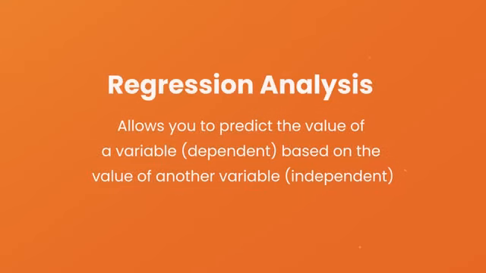All right, last but not least, let's look at regression analysis. Now, while correlation allows you to see whether there's a relationship between two numerical variables, regression takes it a step further by allowing you to make predictions about the value of one variable, called the dependent variable, based on the value of another variable or set of other variables called the independent variables.